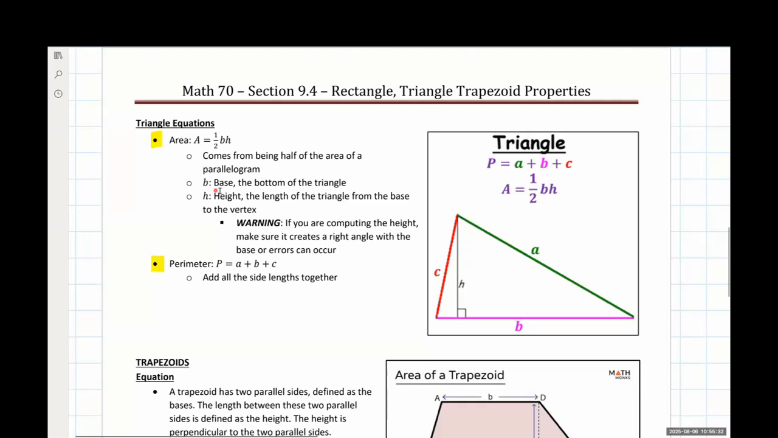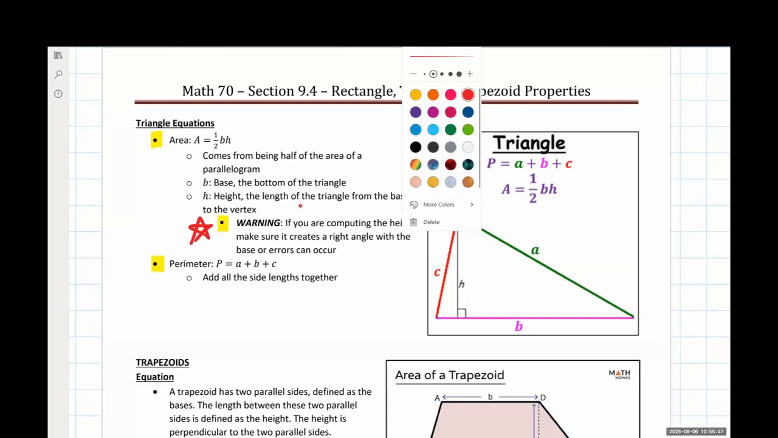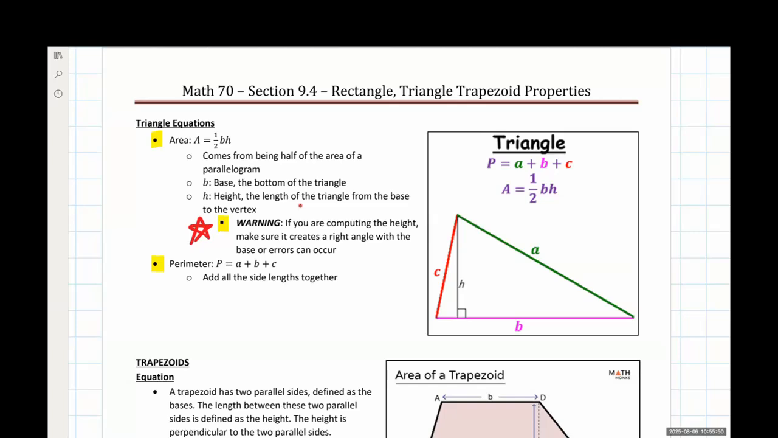So B is going to represent the base of a triangle, H is going to represent the height of a triangle. Now, a big warning to everyone, if you are writing notes down with this, which is hopefully what you're doing, please put some red stars around this because this warning has cost a lot of people a lot of headache. If you are computing the height of a triangle, make sure that it creates a right angle with the base or you're going to get errors showing up.